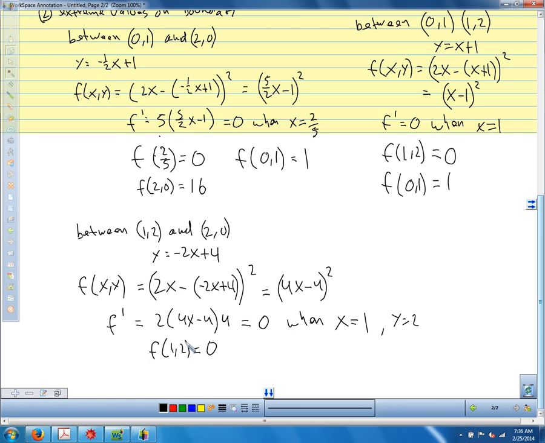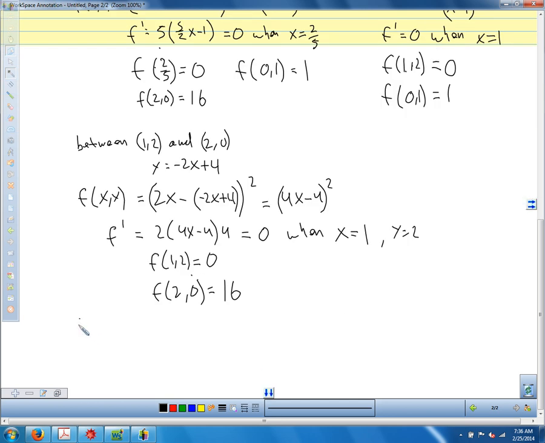It is 0. And we check the other endpoint. f of 2, 0. Checking the other endpoint of that region, f of 2, 0 is 16. And that's the same value that we got there. So our absolute maximum here is at 2, 0. And f of 2, 0 we found out was 16.